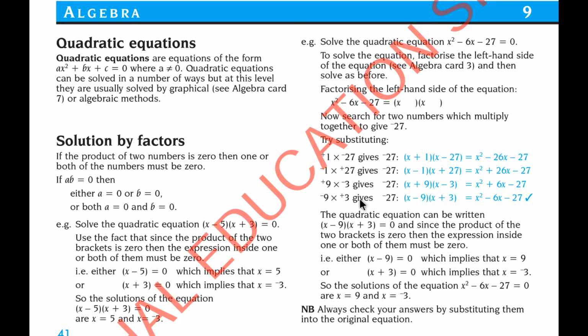Now I believe you can try many questions and see whether my system is working. Always make sure the middle number is the addition of the two factors and the last number is the product of the two factors. So minus 9 times plus 3 is minus 27, and minus 9 and plus 3, when you add together, you get minus 6.